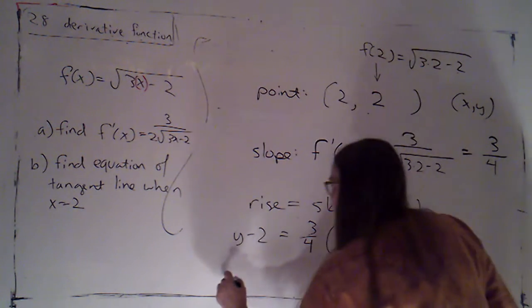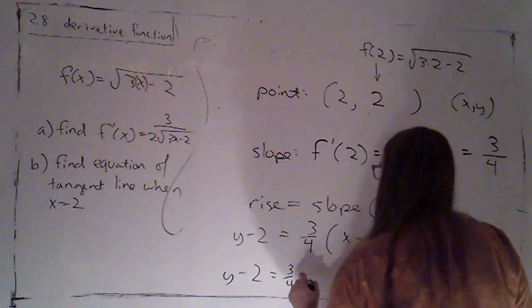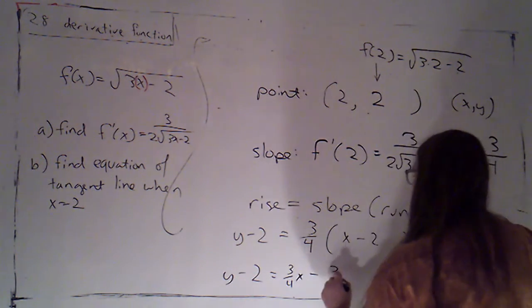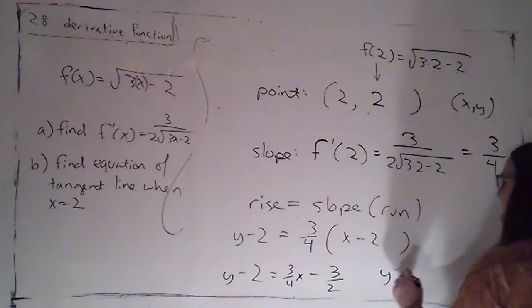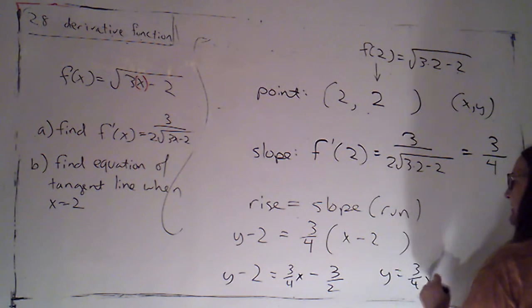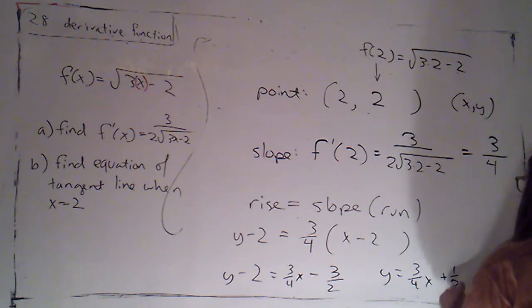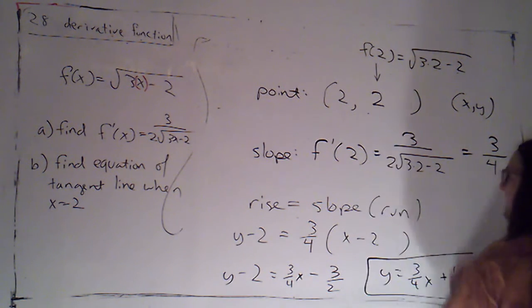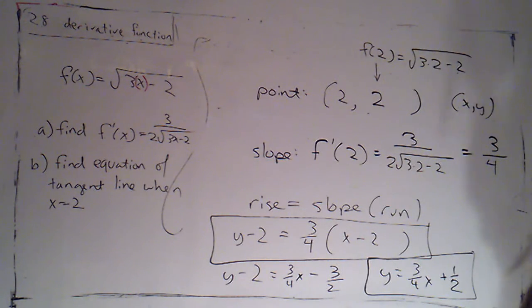If I wanted to simplify further, I could say y minus 2 equals 3/4 x minus 3/2, and then I could add over that 2. So I'd have y equals 3/4 x, that's going to be plus 4/2 minus 3/2, so it would become plus 1/2. Either version of this line is perfectly acceptable.